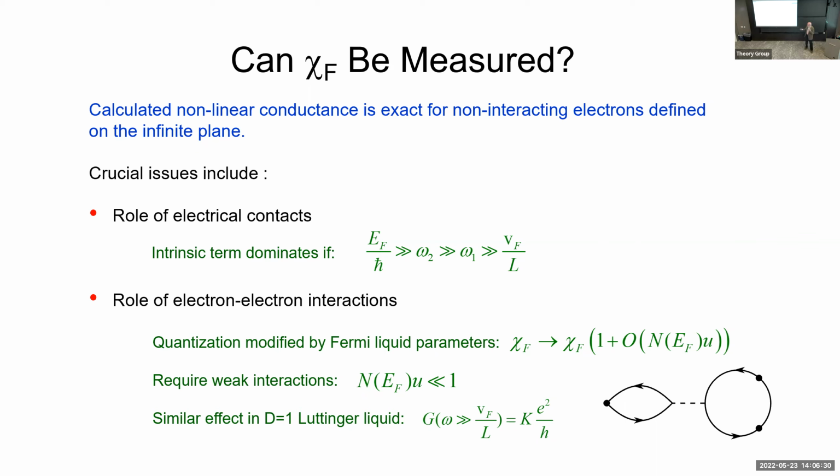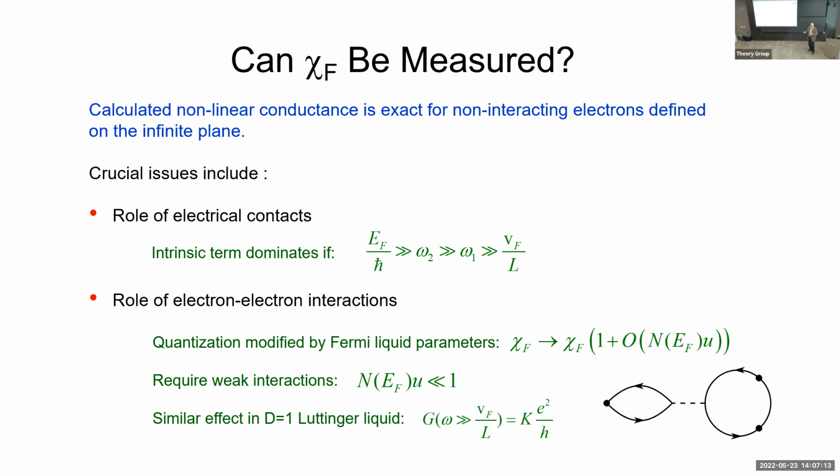So this quantized response is not going to be quantized anymore in the presence of Fermi liquid interactions. And this is actually something that we already knew in one dimension. If you have a one-dimensional Luttinger liquid, if you calculate the frequency-dependent conductance at a frequency bigger than V over L, then it picks up the interactions through the Luttinger parameter K. So the one-dimensional Landauer conductance at finite frequency is modified by interactions.